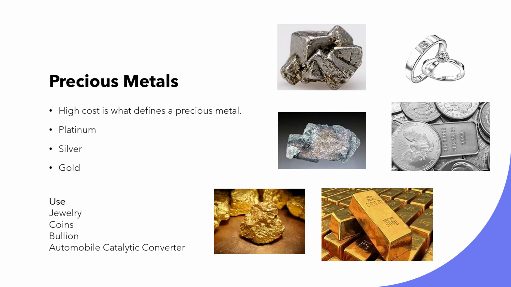Okay, then we get into the last part of the non-ferrous metals, which is your precious metals. They are high cost, you have to pay a lot of money to get these metals. We have three: platinum, silver, and gold. We use them in jewelry, coins, and bullion. We also use them in automobile catalytic converters. Catalytic converters are expensive.